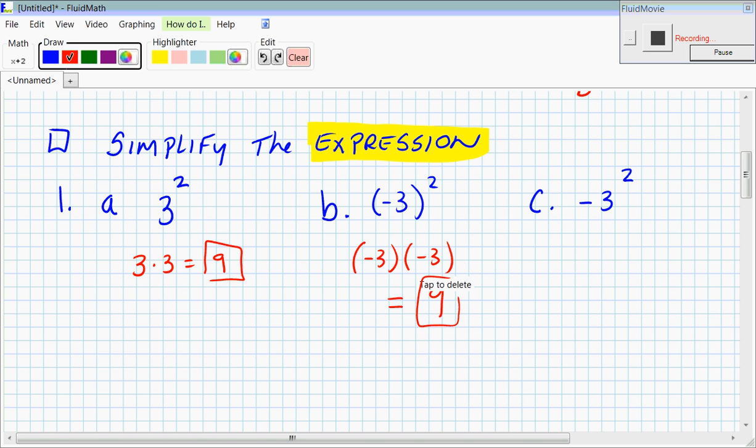Is the last one different than the first 2? Yes, what do you think? You'd multiply negative 3 by positive 3. You multiply negative 3 by positive 3. What do you think in the back?